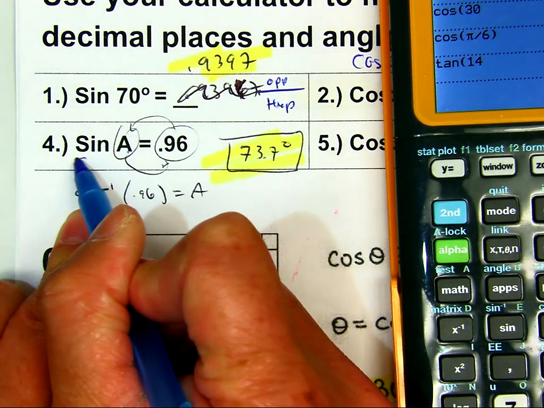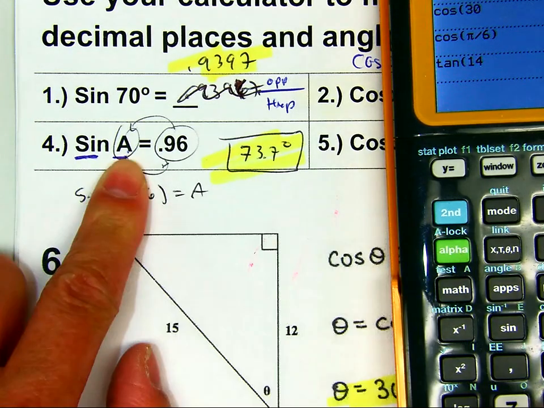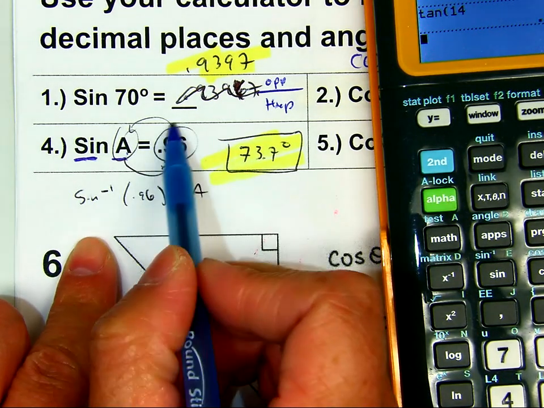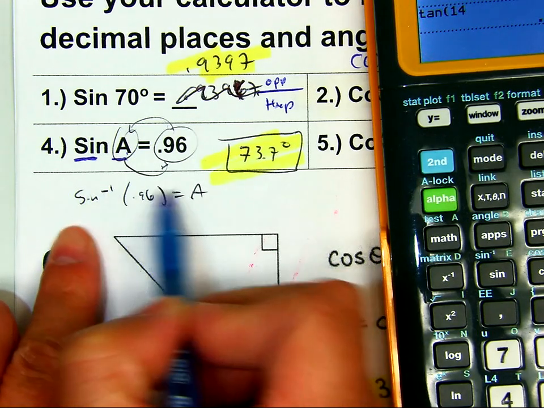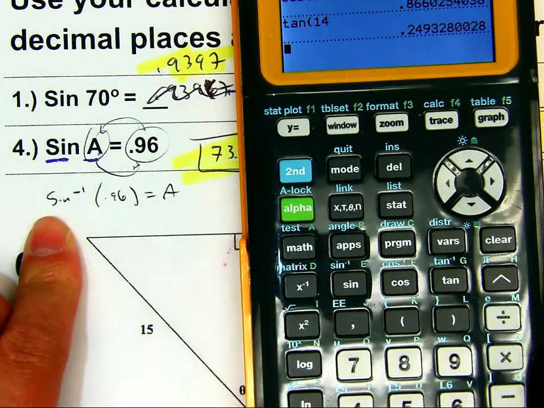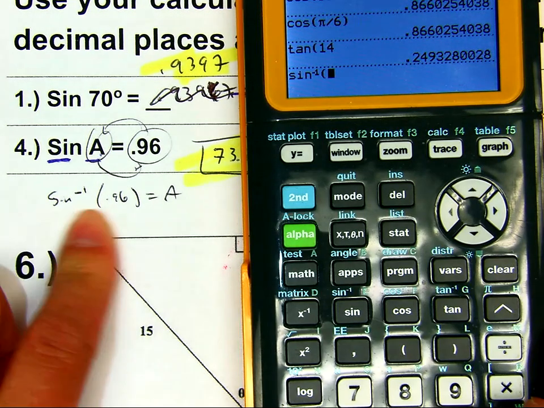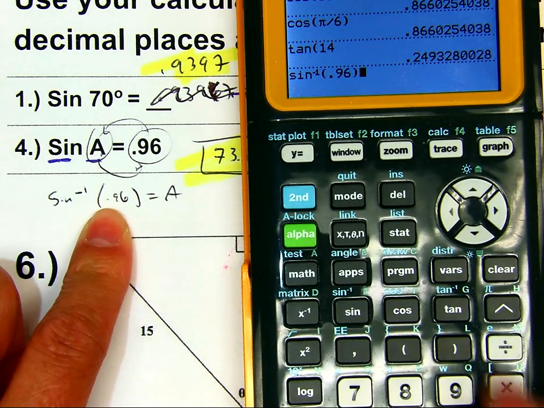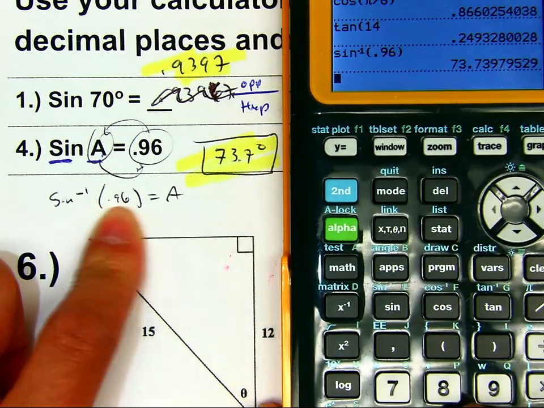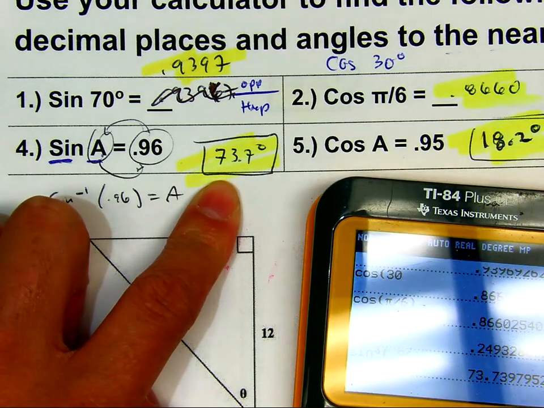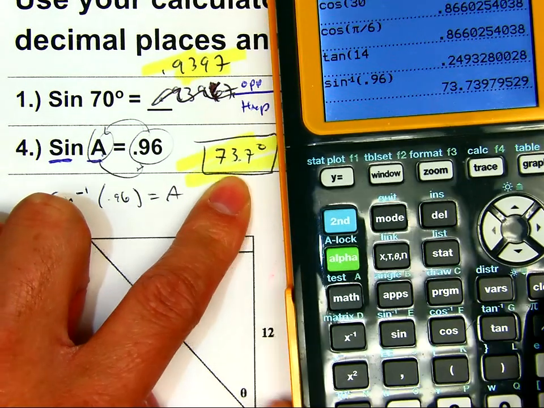Over here, though, for question number 4, this A here is an angle. Remember, it's always the trig function and then an angle. So I'm going to switch those. To switch those, that means I'm going to do the inverse. Remember to show your arrows, very helpful. So there's my calculator ready equation of the inverse of sine right there. So second sine, 0.96, enter, and it gives me 73. And we said that we're going to round angles to the nearest tenth. So that would be 73.7 degrees.